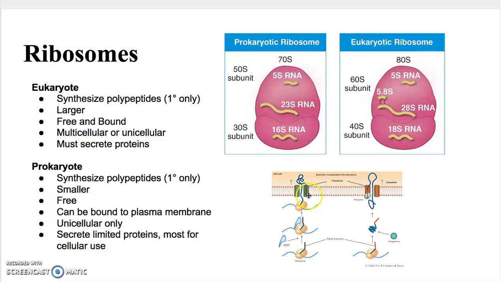Here you can see how there can be ribosomes; this is showing it bound to the plasma membrane in prokaryotic cells. But again, this doesn't happen as much in prokaryotic cells. It's just not necessary because they're so much more simple and don't form multicellular organisms.